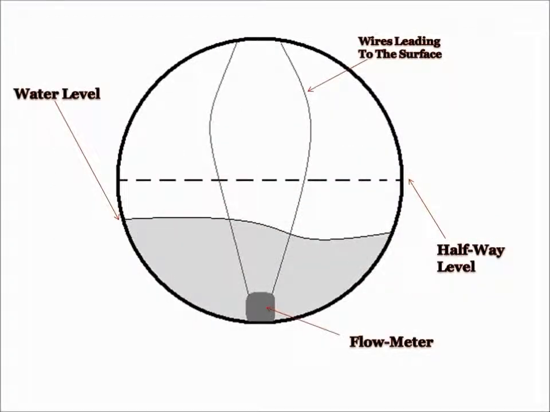Here's an example of a pipe and then identifying the halfway level. You'll see the flow meter at the bottom, demonstrating that it's currently below the halfway mark, and therefore this meter is accurate. You can see there are wires leading to the surface, so that way it can definitely identify when the water increases.